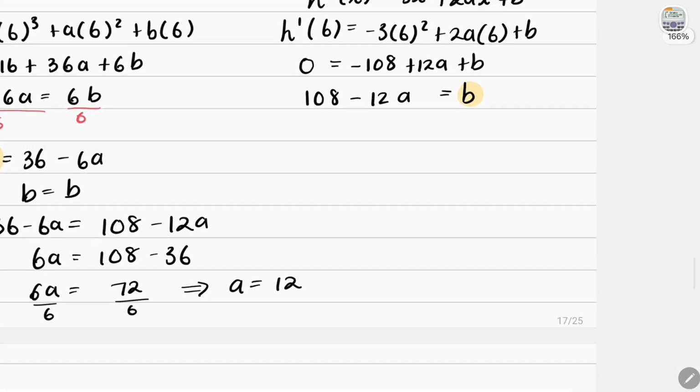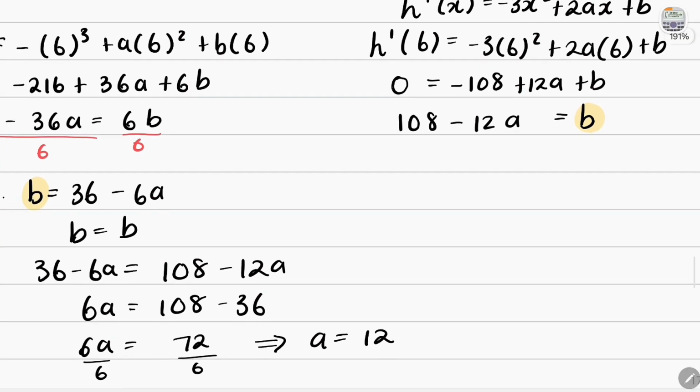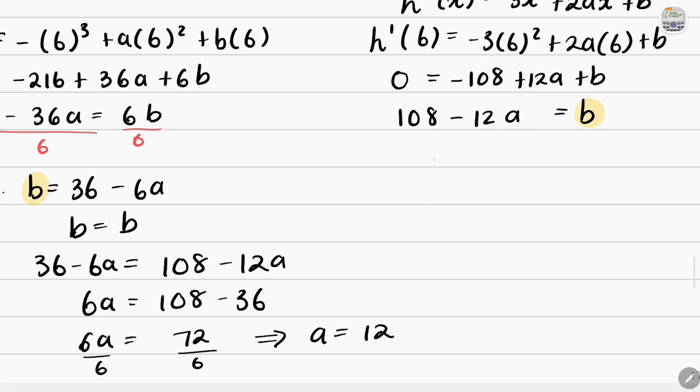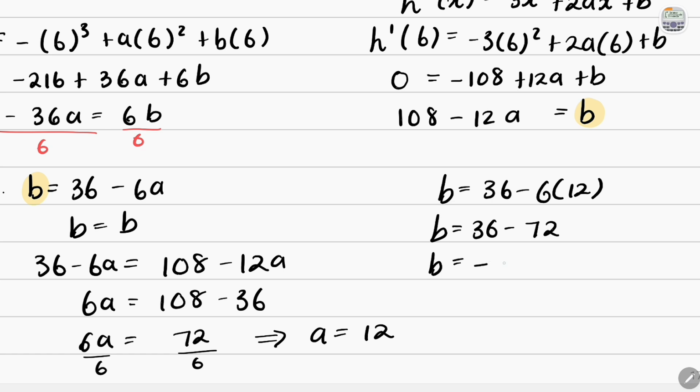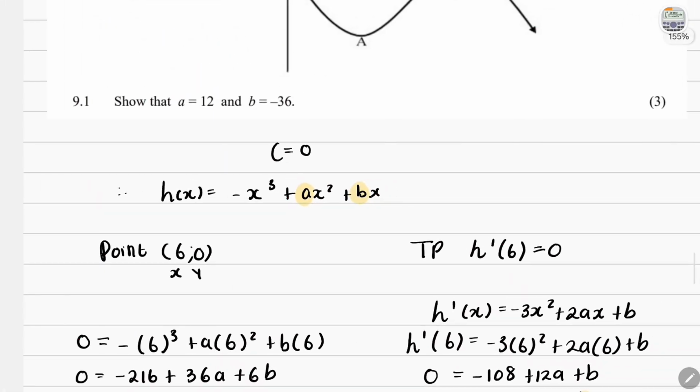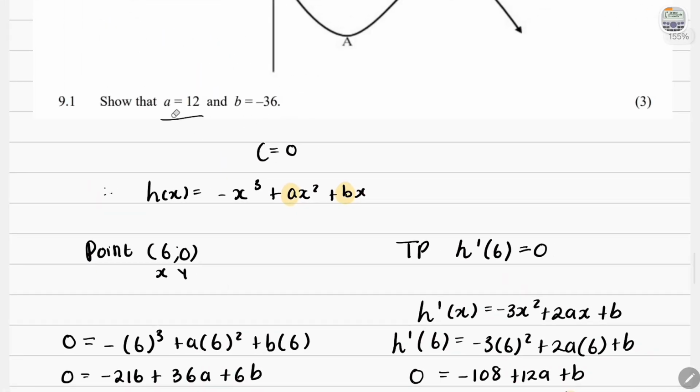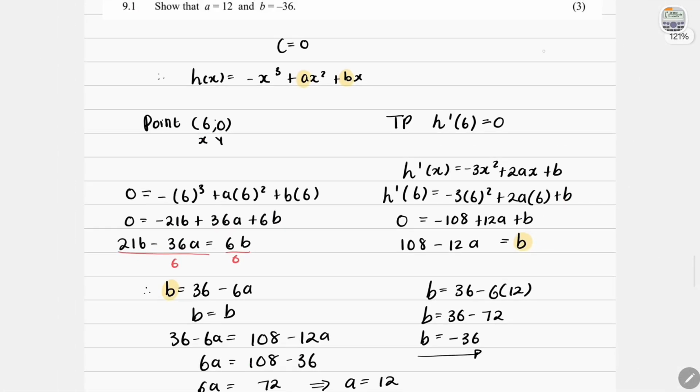We've got a. And now for b, we can just use the easier equation to solve for b. So we'll say b equals 36 minus 6 times 12. And b is equal to 36 minus 72, this is double of 36, so this is negative 36. And that is our answer. So a is indeed equal to 12, and b is equal to negative 36. Moving on to the next question.